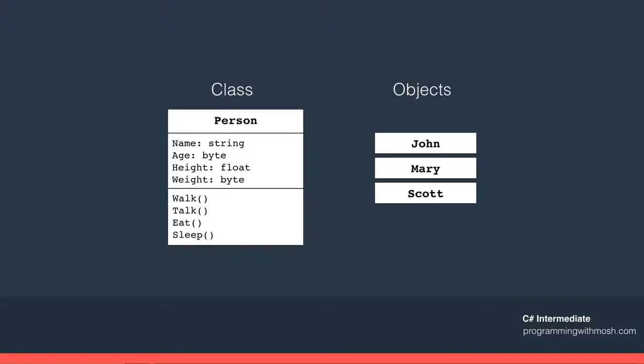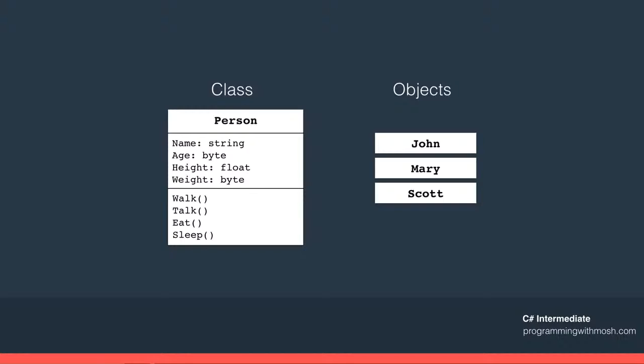The Person class or the Person type defines the blueprint from which we can create objects. At runtime, these objects in memory talk to each other, and as a result, we get the behavior expected from the application. Now let's see how we can declare a class in C#.